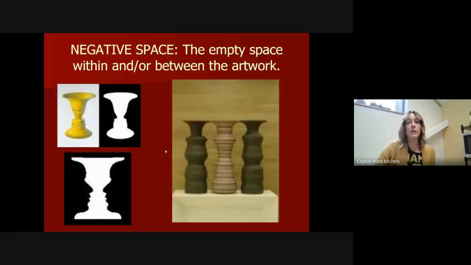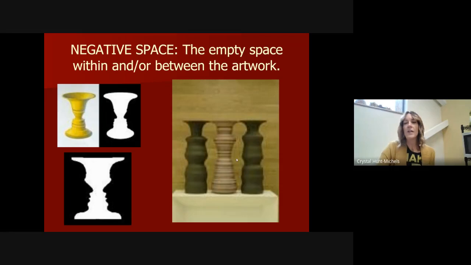Negative space can happen in a variety of ways. Sometimes the negative space is actually more interesting than the positive space. So if we look here at these three vases, we have three ceramic vases, and they are very interesting forms. But if we force our eye to look away from the positive and pay attention to the negative space that's in between them, can you guys see the side profiles of a boy and a girl child?